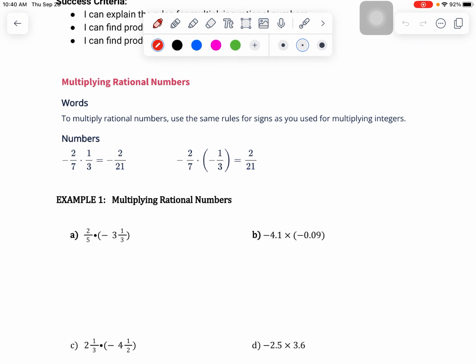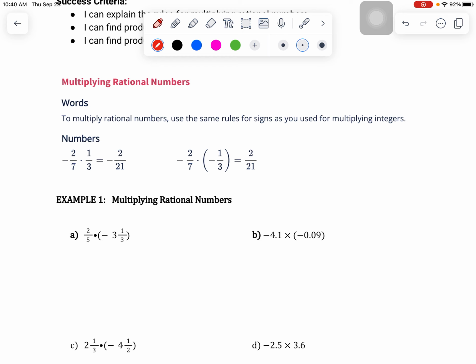Alright, here is our first example. So in this first example, we have -2/7 times 1/3. So when we're multiplying rational numbers, we're going to multiply straight across the top. So 2 times 1 gives us 2. And then we're multiplying across the bottom. 7 times 3 gives us 21. Here, we can see that we are multiplying a positive and a negative. So these have different signs. Because they have different signs, our answer is going to be negative.